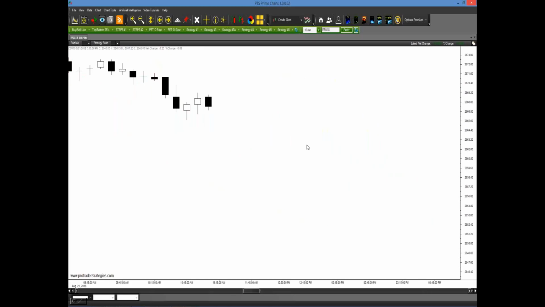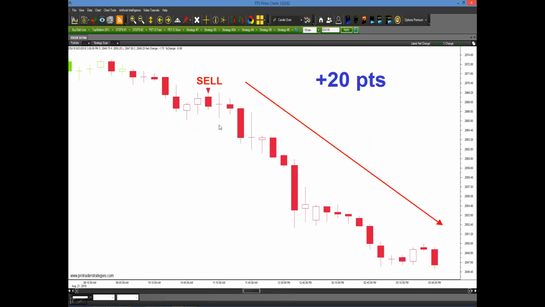How about intraday scan? Here's a 10-minute chart of the E-mini, okay? Conventional wisdom says we're in a downtrend. We should be looking for buy setups, right? Well, no, because there's no consistency. We're actually looking for sell setups. The trend is down. There's a strategy number 5 sell signal, colored red. The E-mini fell 20 points in the next hour or two. That's over $1,000 potential per contract.